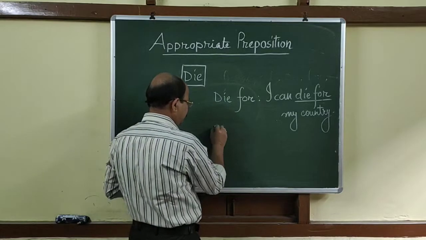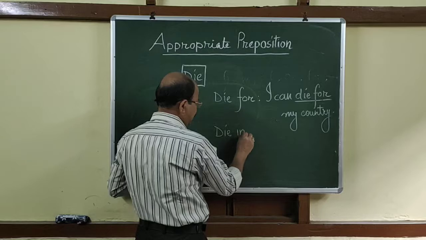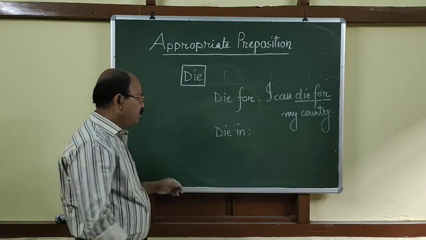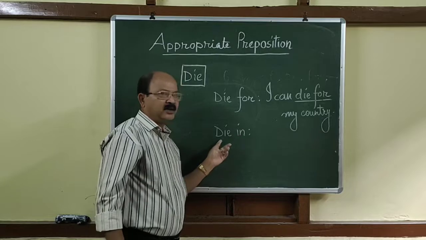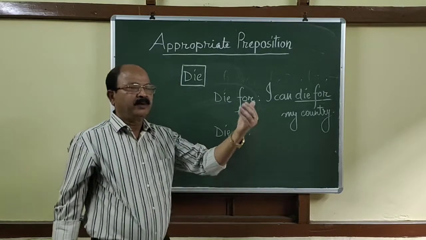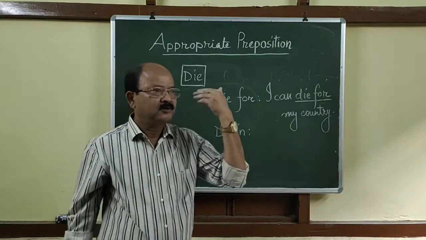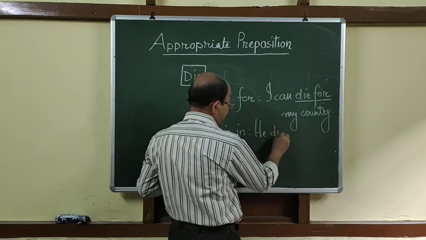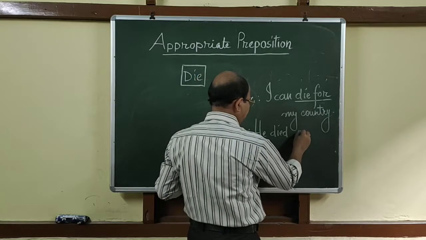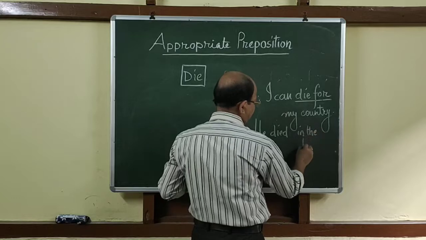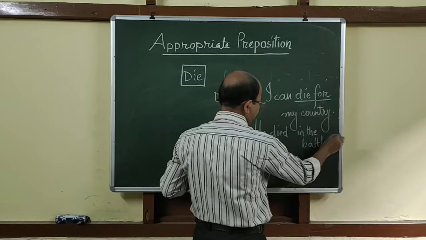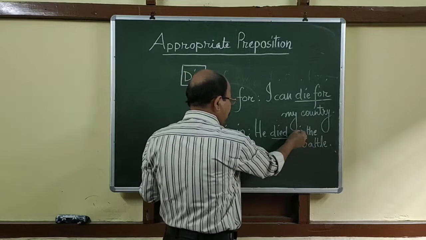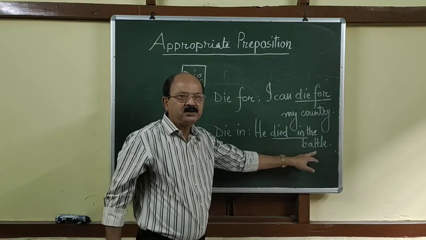Now, die in. Here is for, now here is in. Die in. It may refer to, in after die may be used to refer to a particular place or a particular incident. For example, he died in the battle. Here, in refers to the particular place or incident, battle.